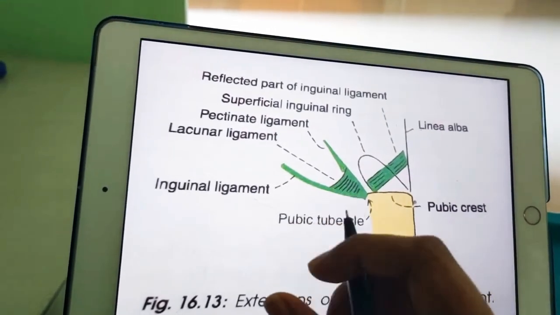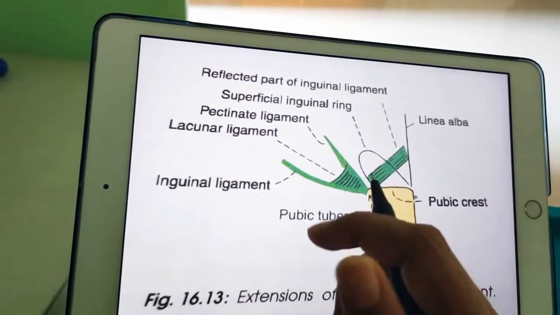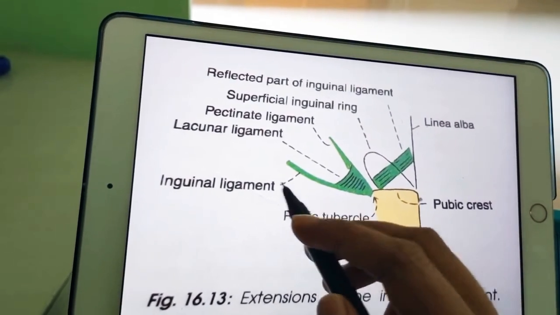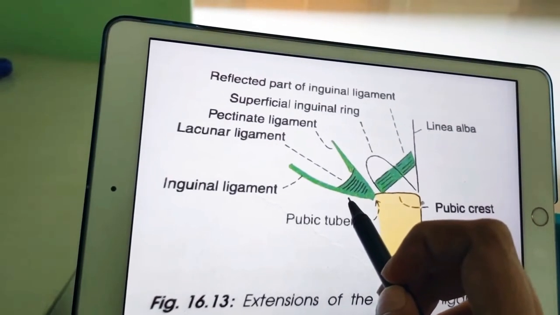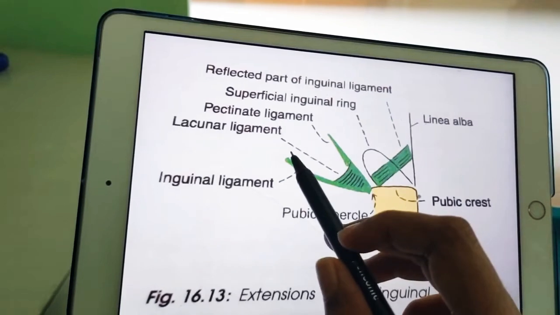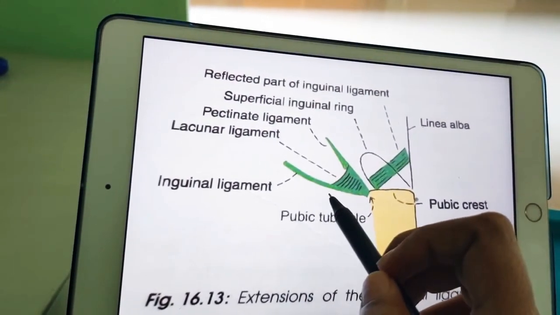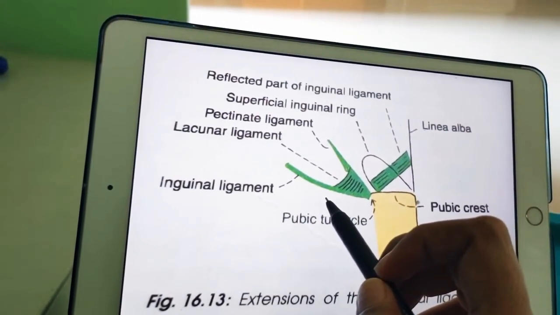It is just formed by the lower border of external oblique aponeurosis, which is thick and folded backwards on itself, and it extends from anterior superior iliac spine to the pubic tubercle, and lies beneath the fold of groin. So actually here lies the groin fold, and below the groin fold you will have the inguinal ligament. And the lateral half is rounded and oblique.